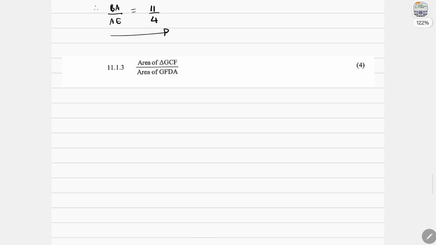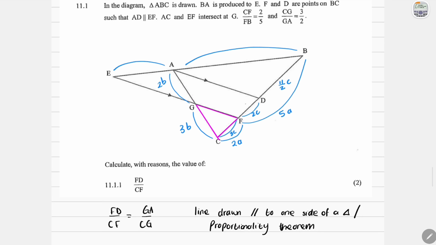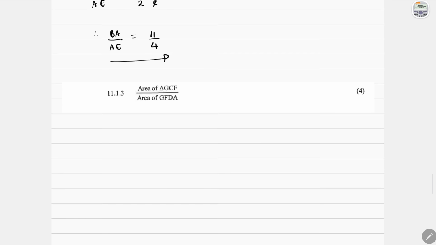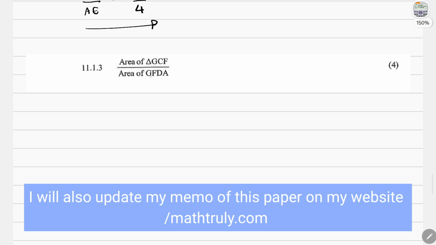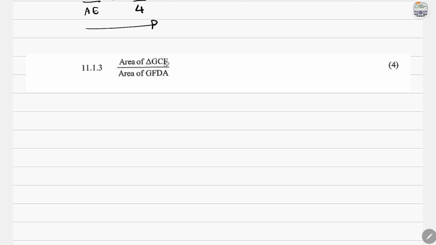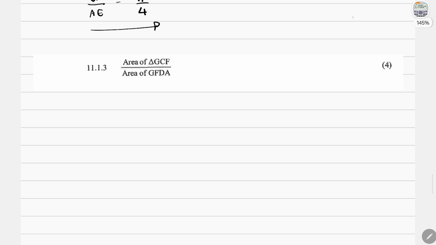Okay, we are on question 11.1.3, which is actually a question I left out. I didn't realize that I left it out until I started editing. Okay, so here it is. We have to find the area of triangle GCF over the area of, and this is not a triangle, clearly. They say GFDA. Okay, so let's pin this and see what they're referring to.